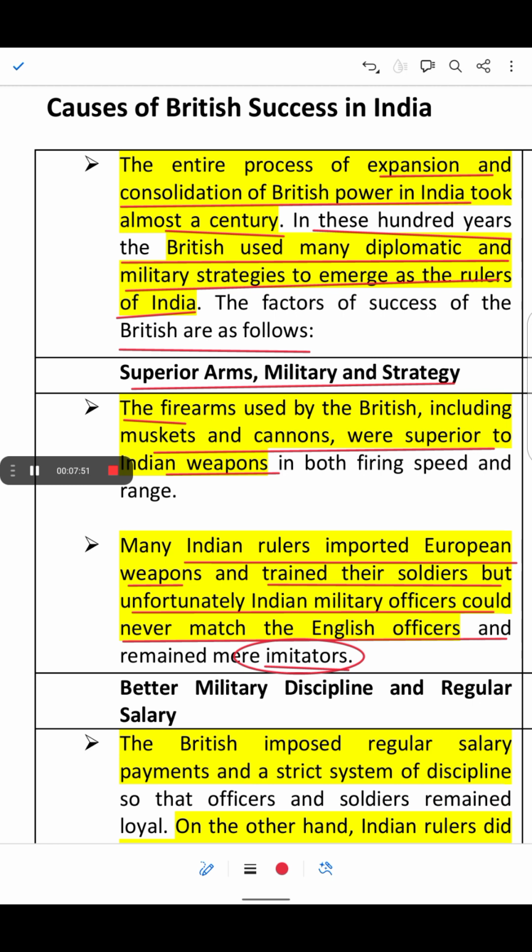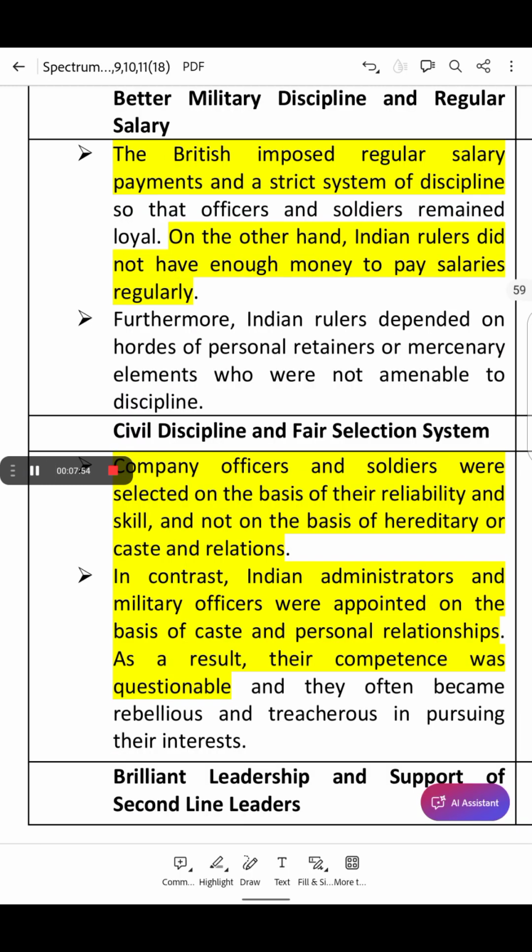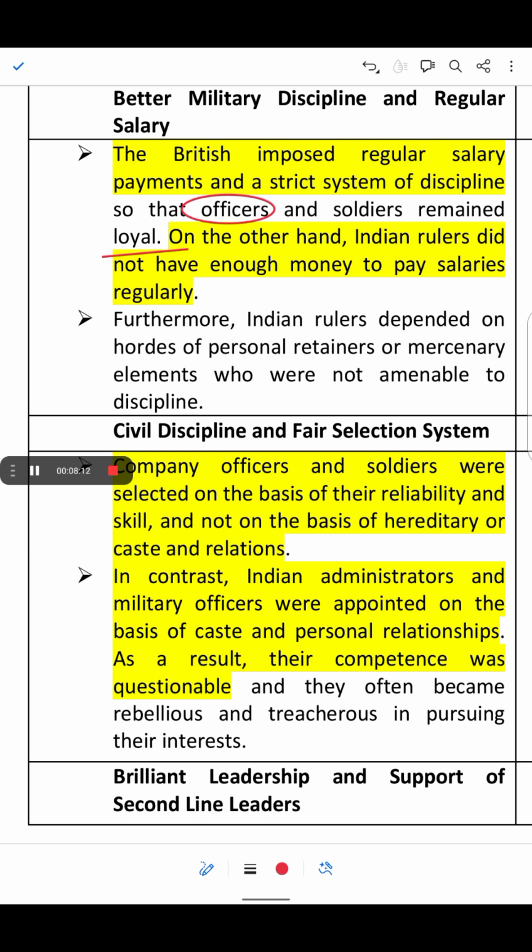Next is better military discipline and regular salary. The British imposed regular salary payment and a strict system of discipline so that the officers and the soldiers remained loyal. Because they were getting salary on time, their needs were met on time, and so they were much satisfied and loyal. On the other hand, Indian rulers did not have enough money to pay salaries regularly because the economic conditions were getting worse and worse.